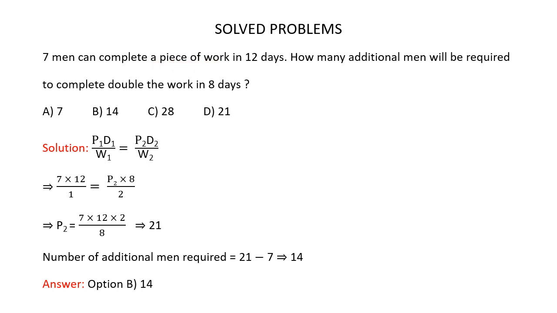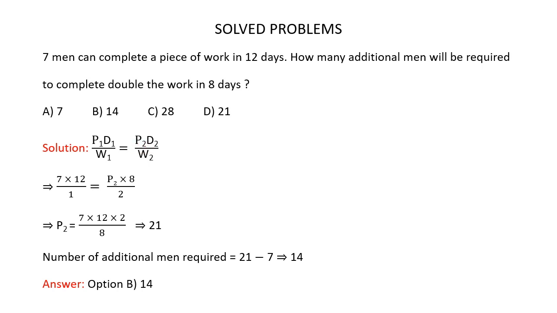In the second case, D2, the number of days is given as 8, and W2 is double the work. So if in the first case the work was 1, then double the work will be 2. So W2 is 2. Now P2, the number of men required to complete double the work in 8 days, is not known. So first we'll find out P2.